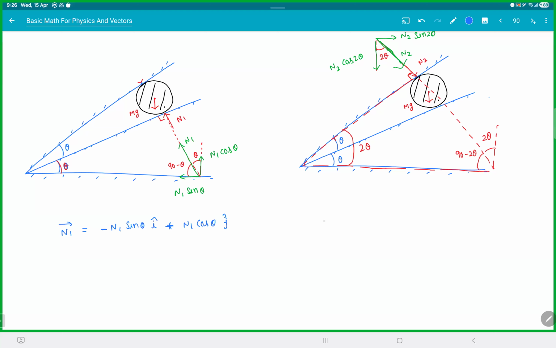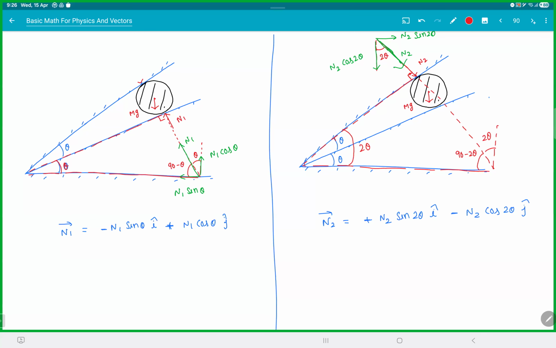If you want to write N2 in vector form, it will be plus N2 sin 2 theta I cap minus N2 cos 2 theta J cap. Please check your vector form. All clear with this? That's how you get it. You just have to make a triangle there. Here I make a triangle with theta. There I make a triangle with 2 theta. So it's all about geometry.